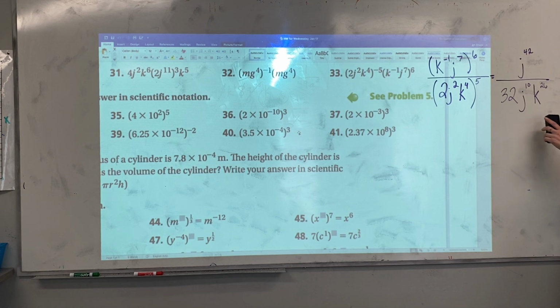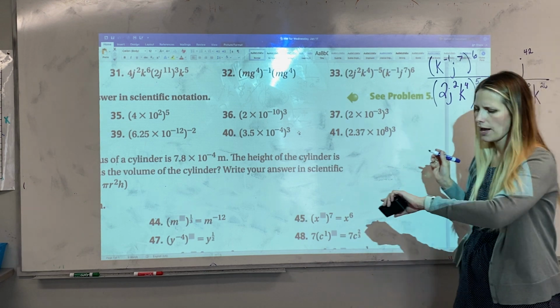We would subtract 42 minus 10, and then it would go in our numerator. But we're not going to do that today. We're going to leave this like that, okay? Was that 33? Okay, let's do 35.